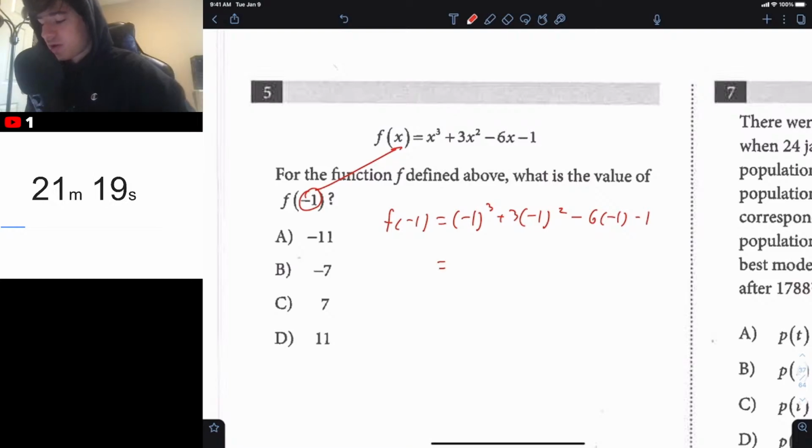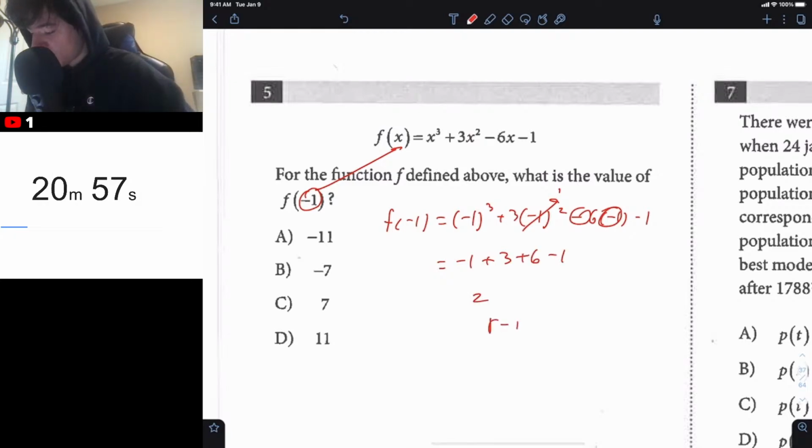So -1 cubed is -1 times -1 times -1. -1 times -1 is 1, times -1 again is -1. And then -1 squared is just going to become 1, so plus 3, because 3 times 1 is 3. And then -6 times -1, a negative times a negative is a positive 6, minus 1. So we get -1 plus 3, which is 2, plus 6 is 8, minus 1 equals 7. Bam.